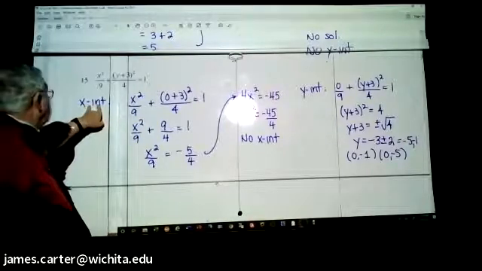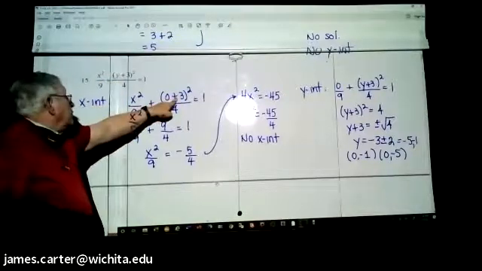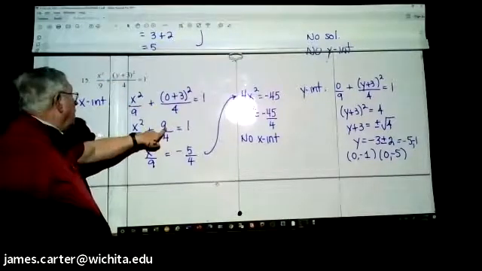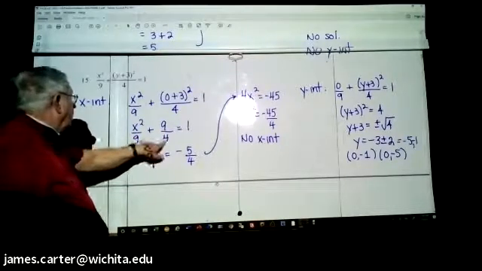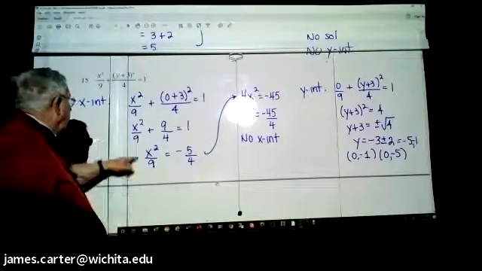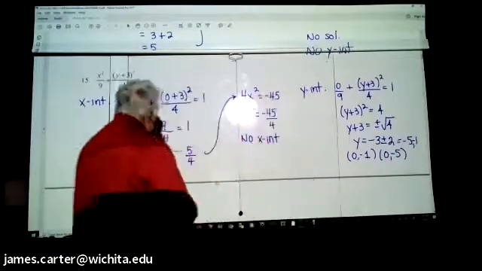So for the x-intercept, we replace y with 0. So we do that. 3 squared is 9. Okay. Find the common denominator, which is 36. You multiply everything by 36.